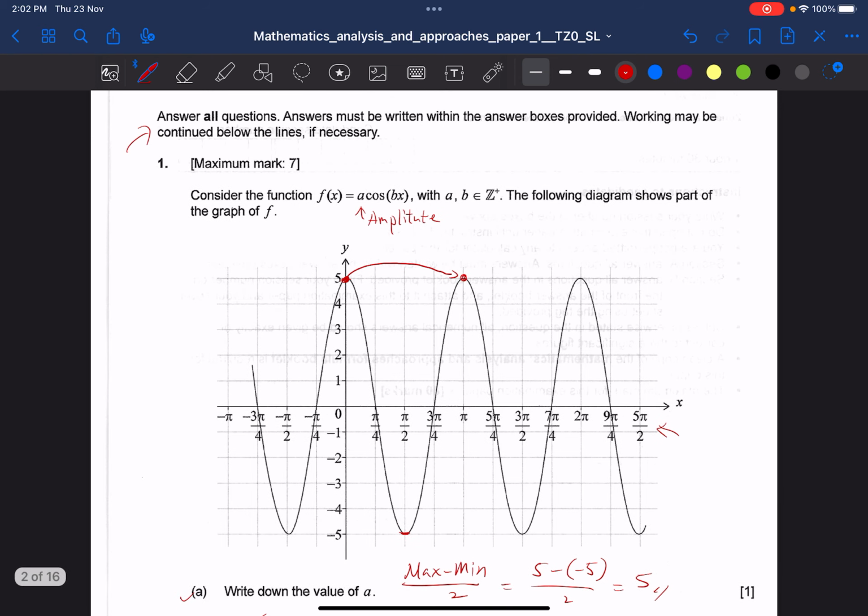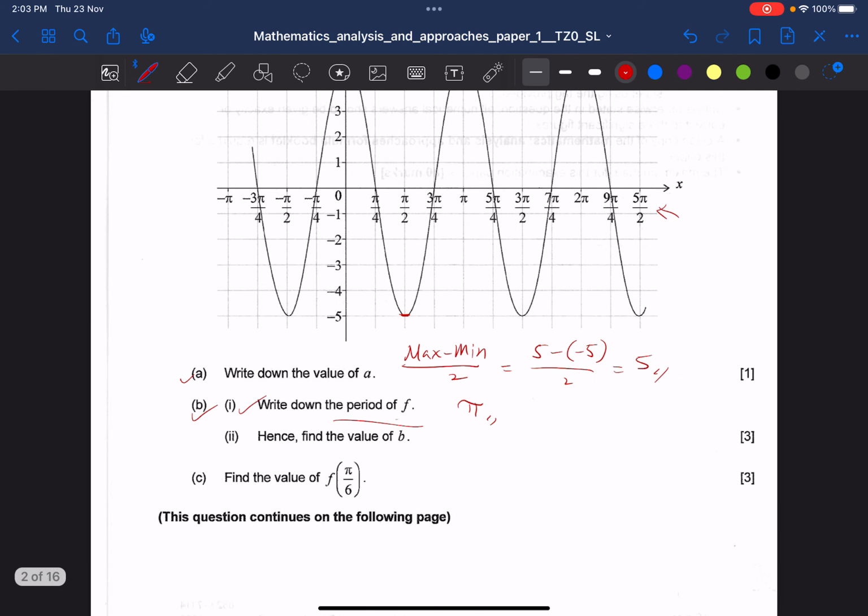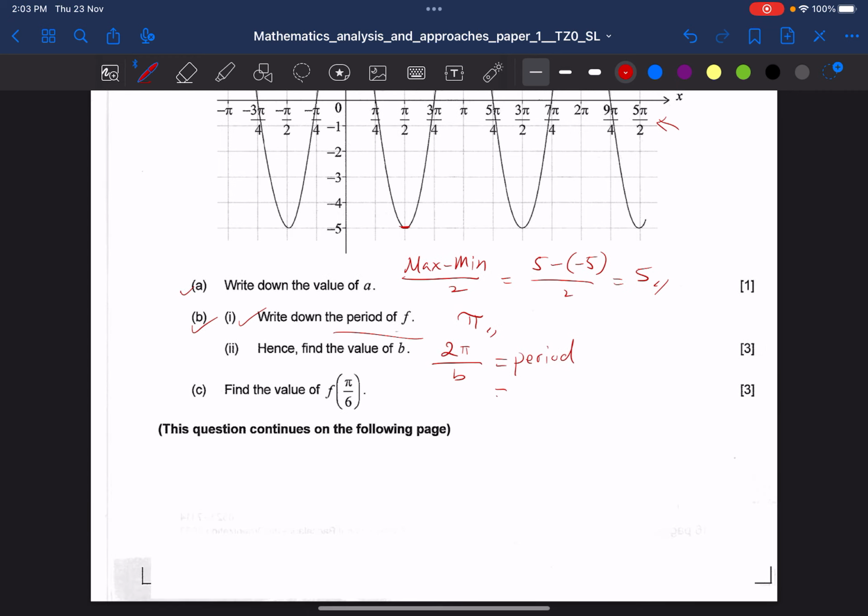Hence, find the value of B. B would be your horizontal stretch, so the formula is 2 pi over B equals the period. Remember this. The period is pi, so 2 pi over B equals pi. B would be simply 2 pi over pi. Hence, the answer is just 2.